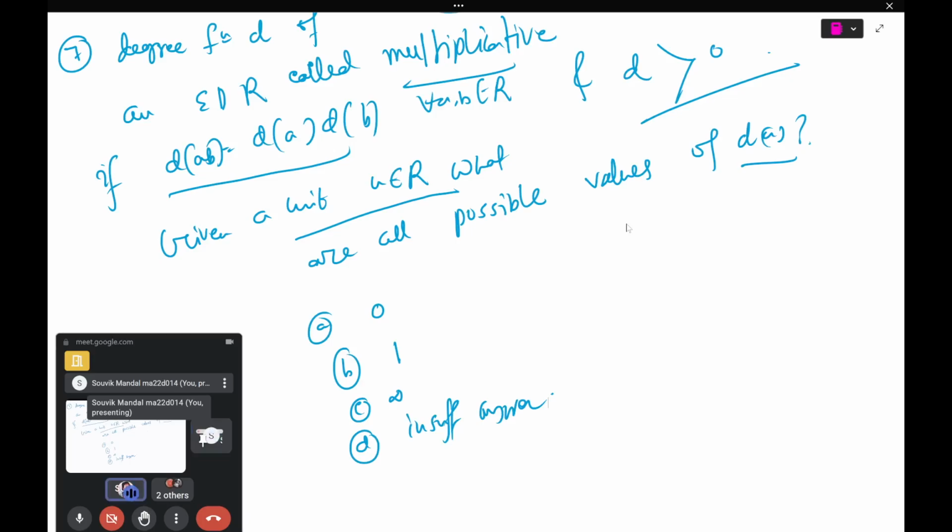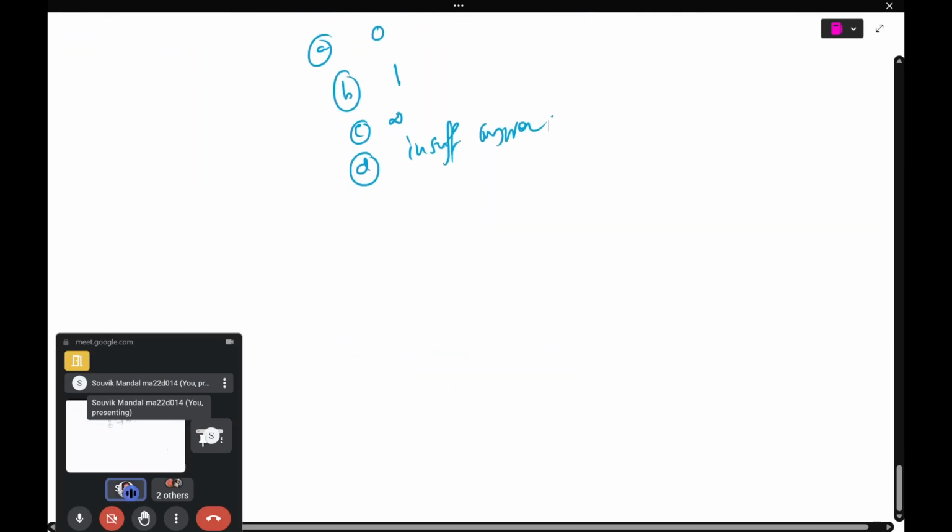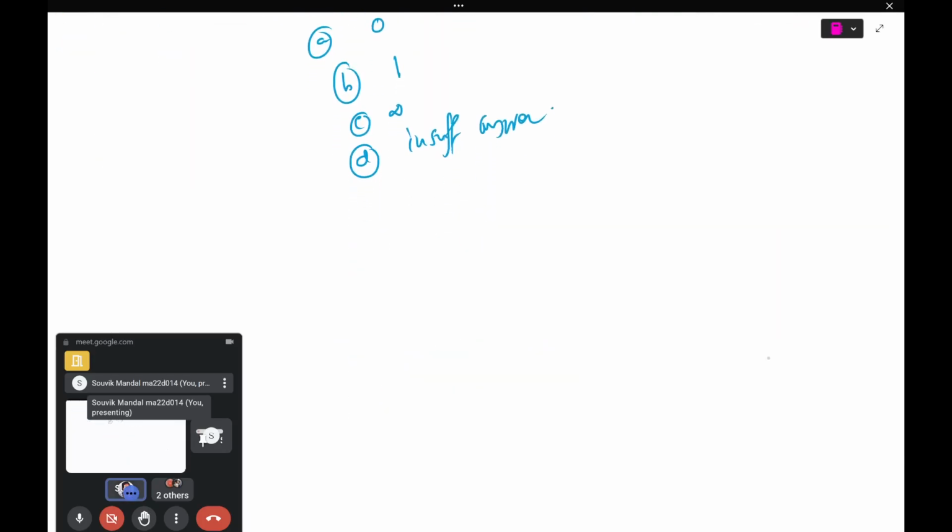Sir, is it 0? Why? Because you have given that U is a unit, so U inverse is equal to identity. If we consider d of U inverse, it is equal to 0.